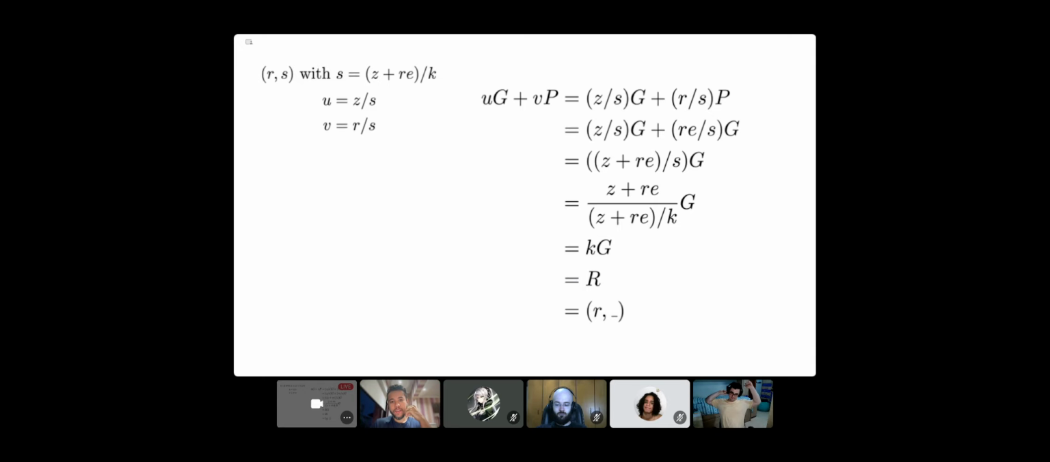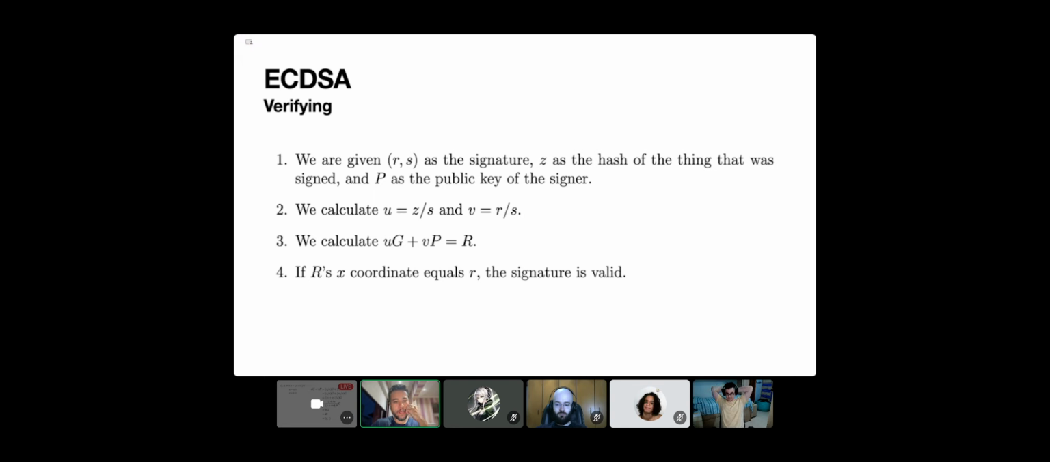All right. So translating this into an algorithm, we are given R and S, which is a signature. I'm given Z as the thing that was signed. I know P because the signer has to provide me his public key in order to verify this thing, right? So the public key is something that I have to use. The signer has to provide it to be part of the process. This is why we call it a public key, because it has to be public. It has to be published, otherwise I cannot verify the thing.